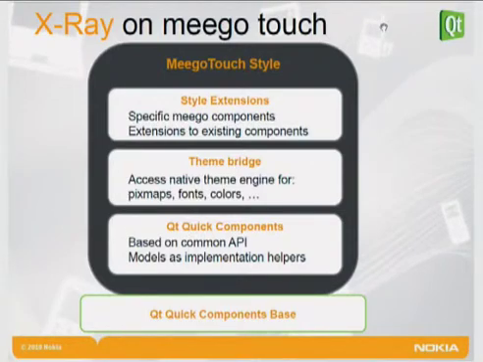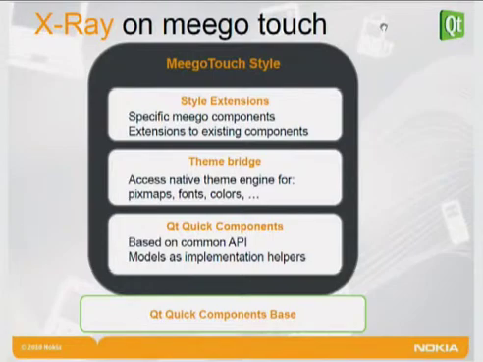On top of that, you have a theme bridge. If you want to integrate with a native theme engine, if you have that requirement, you can use a similar approach. That's what we are using in the Meego Touch implementation today. So we have a QML element that kind of abstracts the access to the native theme engine for querying pixmaps, fonts, and colors. And on top of that, we have the actual components.